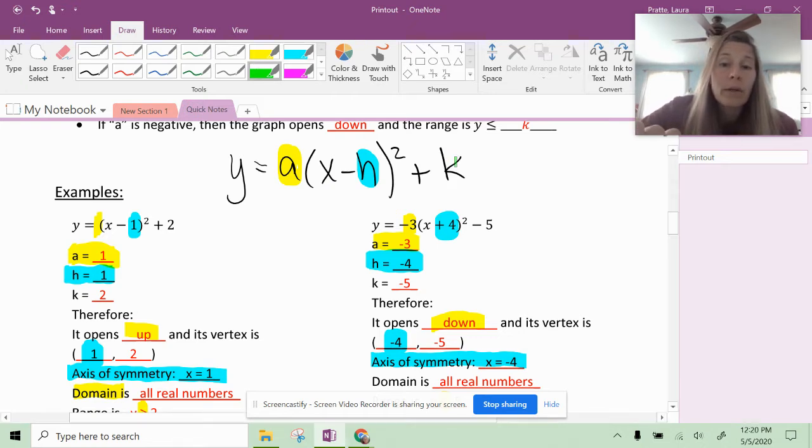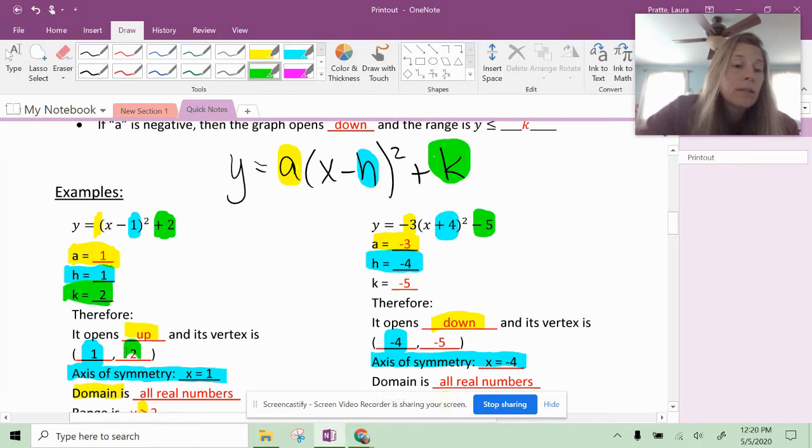Then my K value, which is this number here at the end, it's positive 2 in the first example and negative 5 in the second example. So my K value is 2. That's the second part of my vertex there. Over here, my K value is negative 5. So that's the second part of my vertex there.